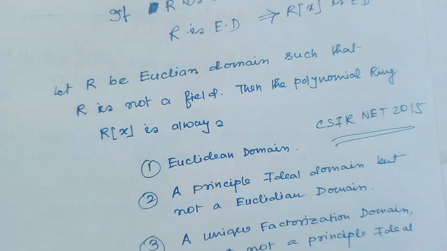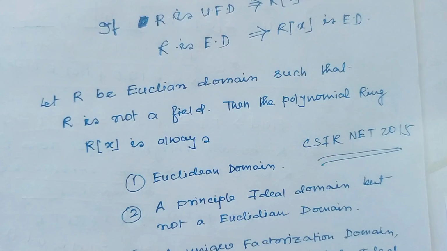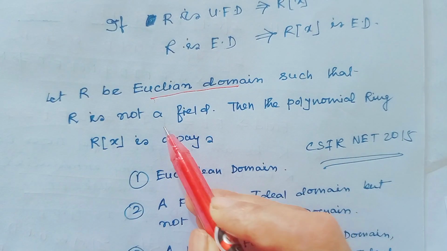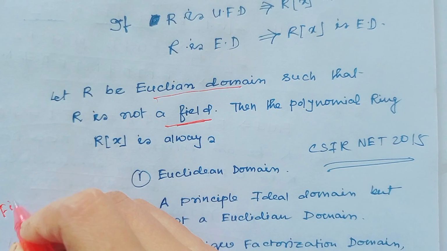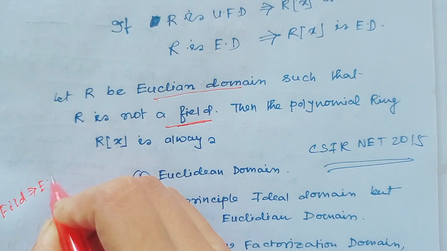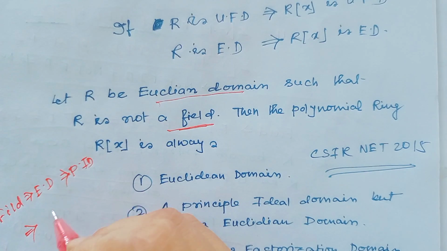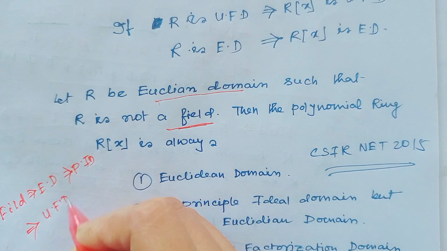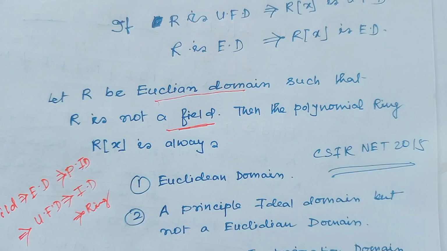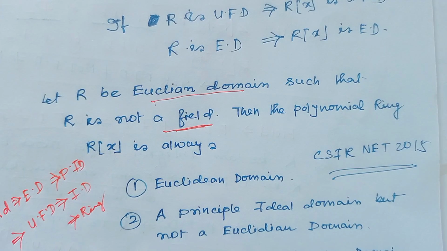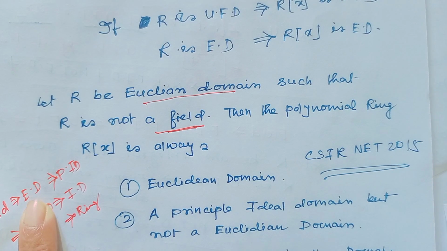Okay, I will see one question which came in the CSIR NET 2015 exam. The question is, R is a given Euclidean domain but R is not a field. Euclidean domain but not a field. Notice, field always implies E.D, E.D implies P.I.D, P.I.D implies U.F.D, U.F.D implies integral domain implies ring. Here R is not a field but R is an integral domain.